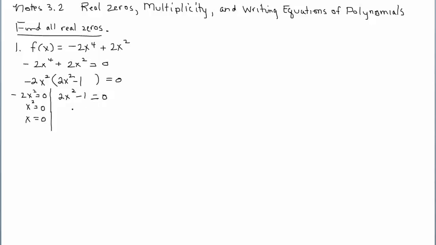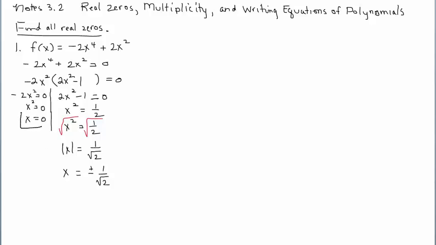Set the other factor equal to 0, add 1, divide by 2. I'm going to write the problem down again because I know the next thing for me to do is extract the roots. Square root of 1 on top is just 1. Square root of 2. Remove the absolute value. I have 2 solutions. Whatever those decimals are, those are my solutions here.